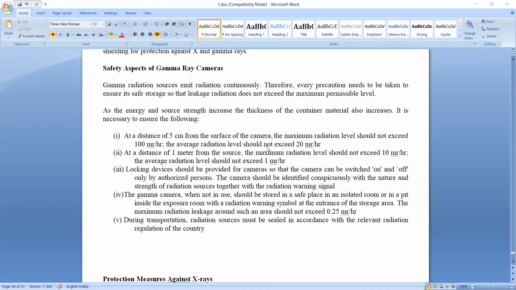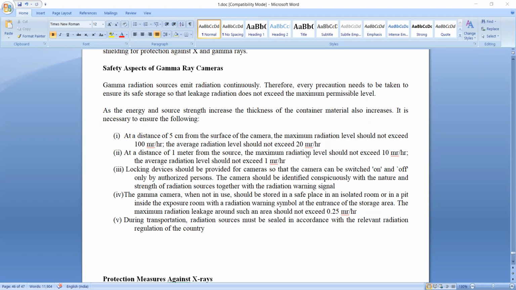At the same time, the average radiation should not exceed 20. Maximum radiation should not exceed 100, average radiation should not exceed 20, at a 5 centimeter distance from the camera. Every time we are measuring, we should consider these two levels. Maximum should not exceed 100, and average should not exceed 20.